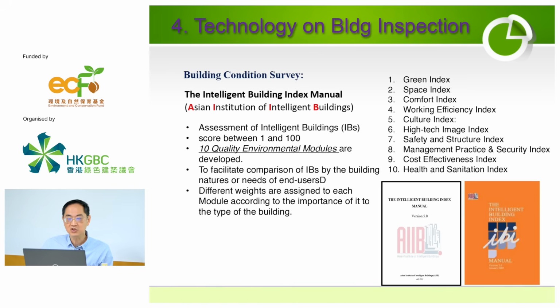But now the latest version is version 5. It has 10 quality environmental modules. For example, the green index, space index, comfort index, working efficiency, culture, high-tech image, safety and structure. This is the chapter I helped them. Management practice and security, cost effectiveness, health and sanitation index. Altogether, there are 10, and the score is between 1 to 100. Finally, we will arrive at a score. That score will tell you if your building is smart or intelligent enough or not, and where you need to improve. Okay?